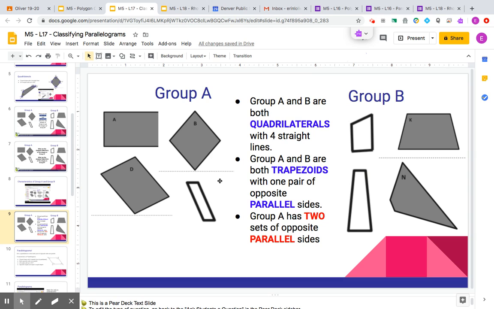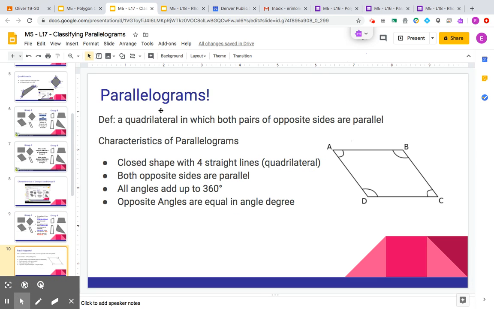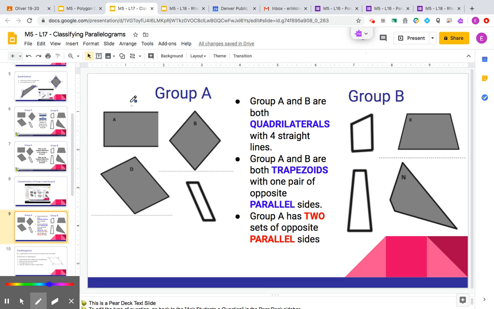However, Group A was different because it had 2 pairs of parallel lines, while Group B only had 1. Take a look at this shape right here. We recognize it right away as a rectangle, but it has a different name and qualifies as a different shape. It is a type of parallelogram because it has 2 sets of parallel lines.